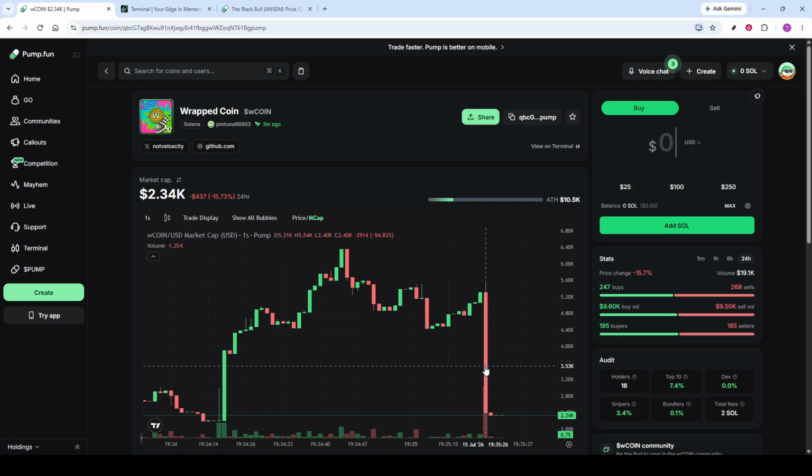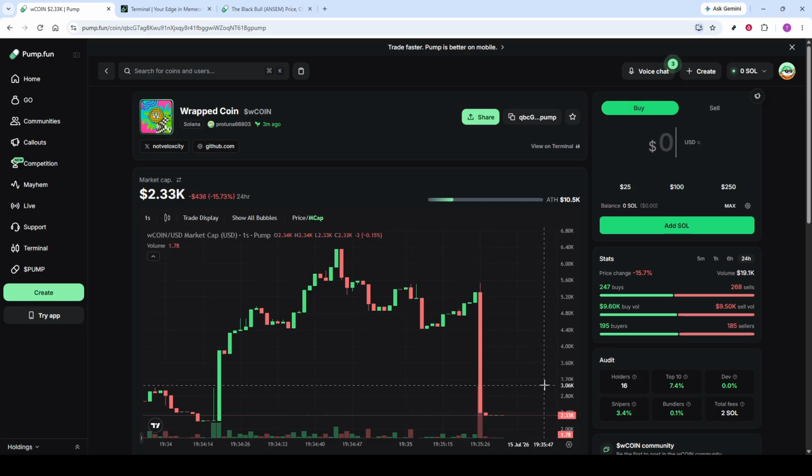You should also set a minimum buyer count of around 10 to 20 early buyers. This is useful because it helps confirm human interest rather than activity coming mostly from a single creator or very limited wallets. A broader buyer base can be an early sign that the coin is attracting attention naturally.